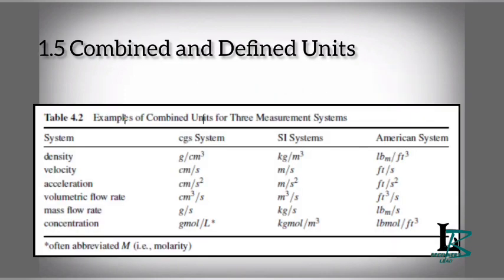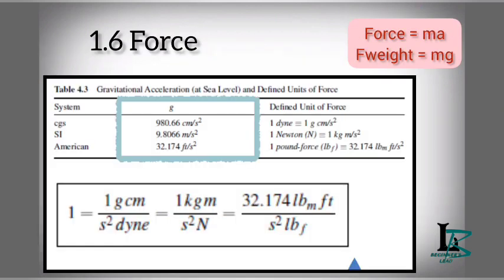Compiled and defined units. Examples: density, velocity, acceleration, volumetric flow rate, mass flow rate and concentrations with CGS, SI and American systems are shown in the table. Force, which is equal to mass into acceleration or mass into gravity. Here in the table it shows different values for gravity in different units.